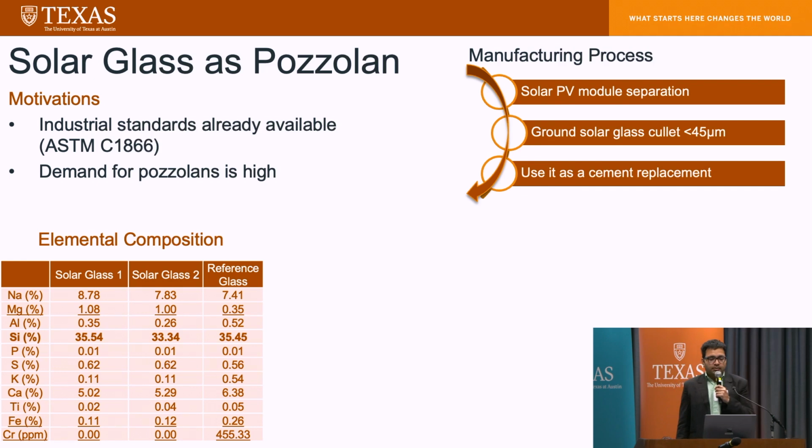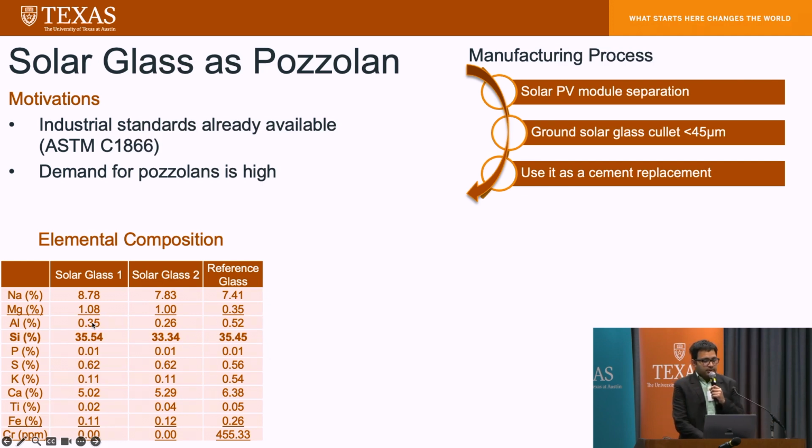Now, if we look at the elemental composition of the solar glass, right? We have solar glass 1 and solar glass 2. We are comparing their results with a reference glass, which meets the ASTM standard. And we can see that mostly the silicon content is very high throughout, which is the amorphous silicon that we are very interested in.